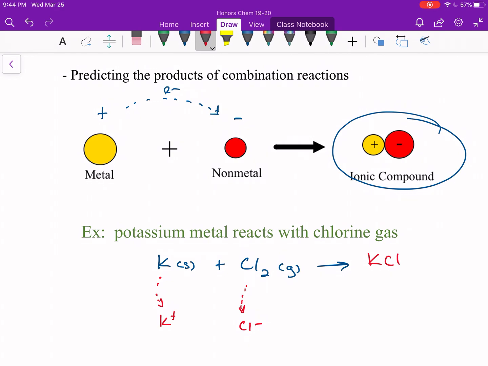Now, what's the problem with this, I would ask? And you guys would shout out, but Lambert, it's not balanced.